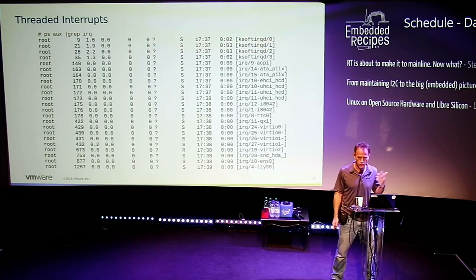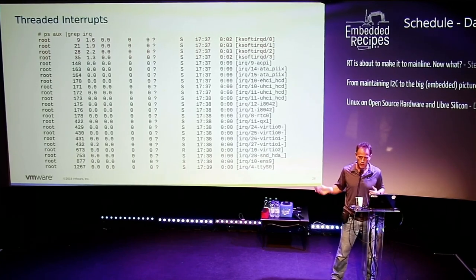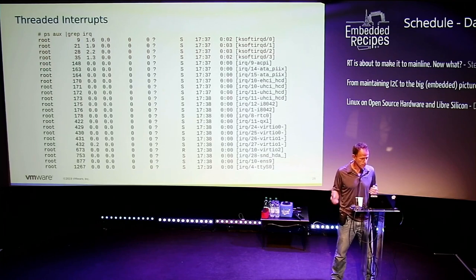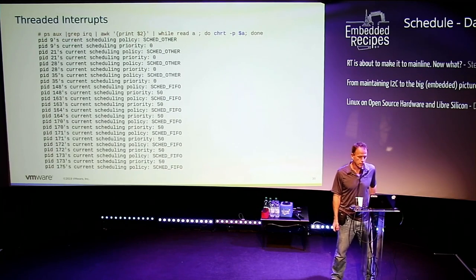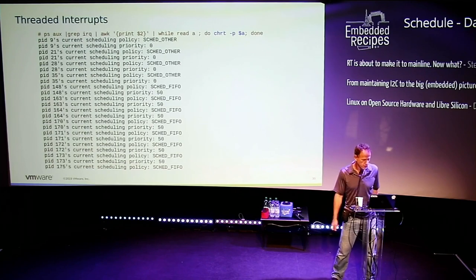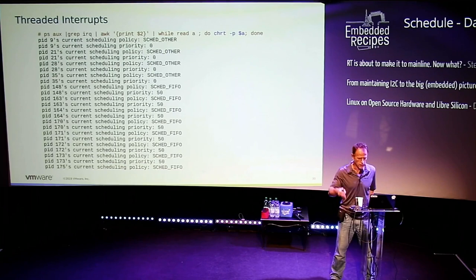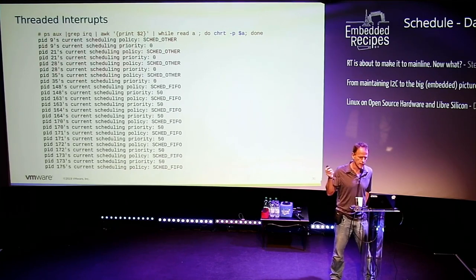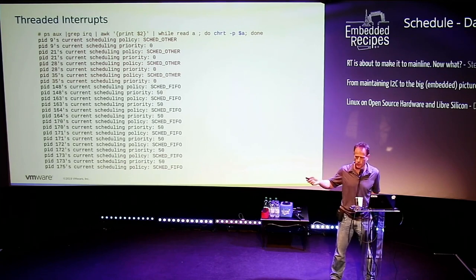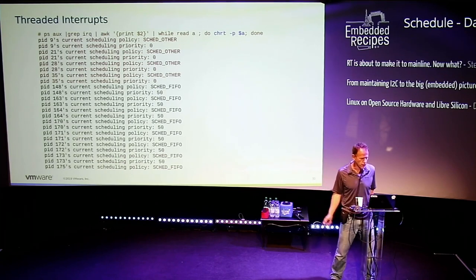The first four are the ksoftirqd, which runs at normal priority. Then you have all the interrupt threads. If you want to see what the priority is, I did a little script here that charts the priority of every task. The first four are showing you the ksoftirqd, which is just a normal task that runs with every other task and doesn't have any priority.